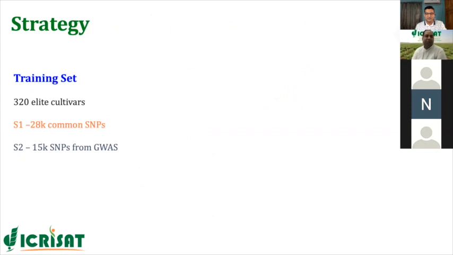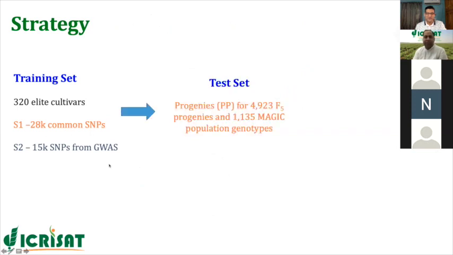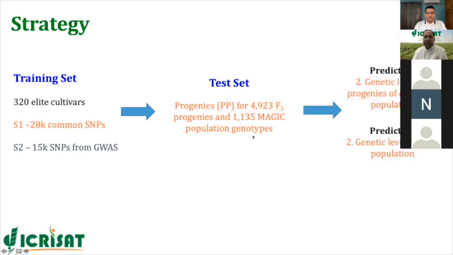These markers are correct, and they were able to segregate those groups. Then we started to use them in a deployment strategy. So what we did, we selected those 320 as a training set. We used two sets of marker data. One was 28,000 common SNPs. Another set was 15,000 selected based on the GWAS. We did GWAS from these markers and selected markers which were found associated. About 6,000 lines were used as a test set.